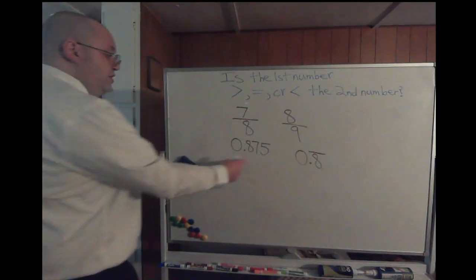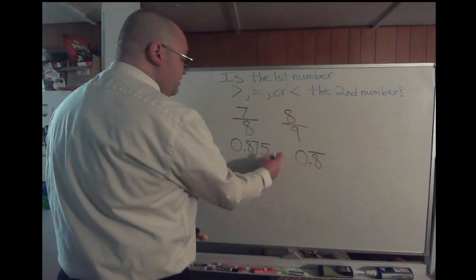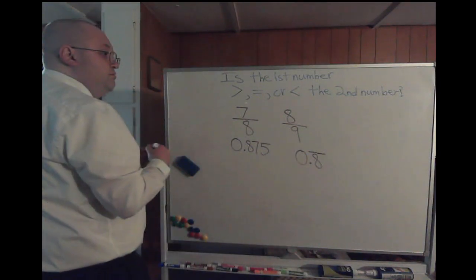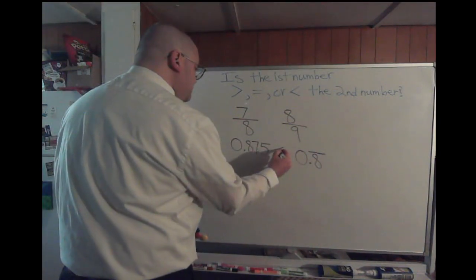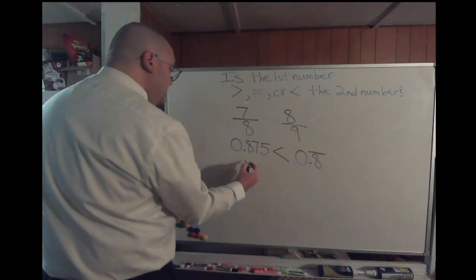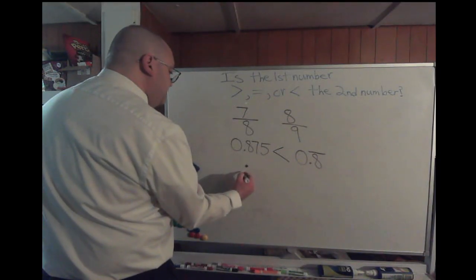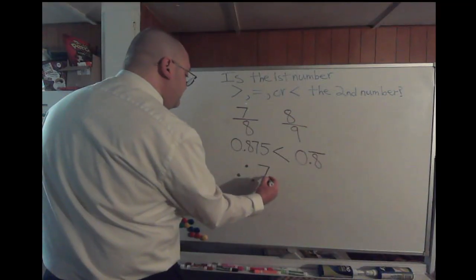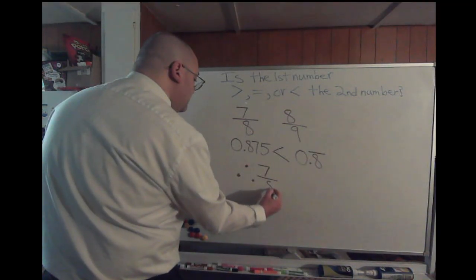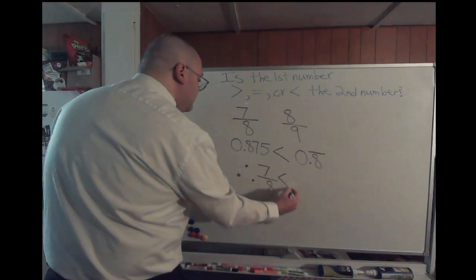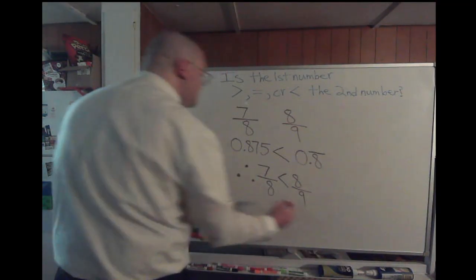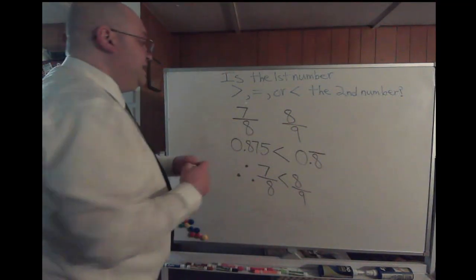So is 0.875 greater than, equal to, or less than 0.8 repeating? Well, it's going to be less than. So you'll make a therefore statement. Since you've arrived at what your inequality is, you'll say that 7/8 is less than 8/9. So 7/8 is less than 8/9.